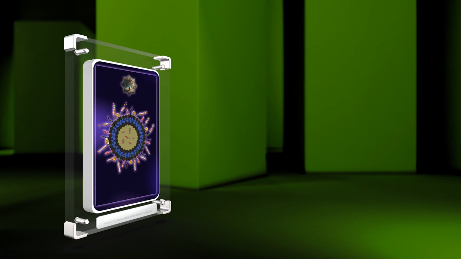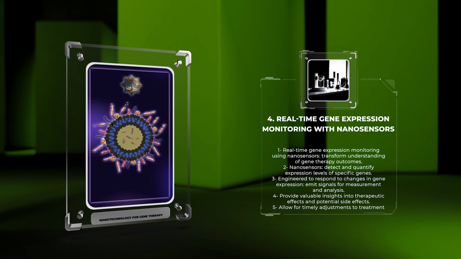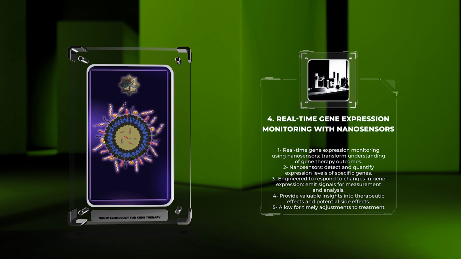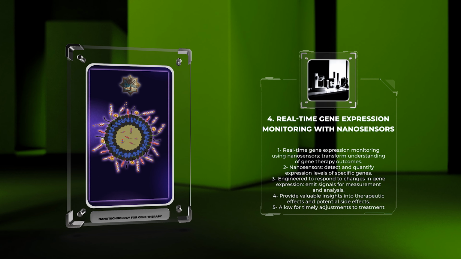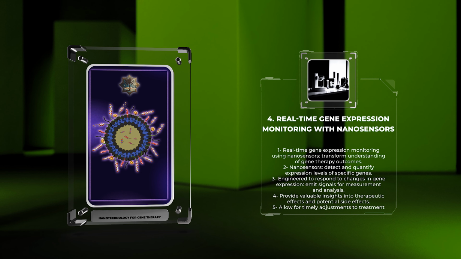Real-time gene expression monitoring using nanosensors has transformed the way we understand and evaluate gene therapy outcomes. These nanosensors are designed to detect and quantify the expression levels of specific genes within living cells or tissues. They can be engineered to respond to changes in gene expression by emitting signals that can be measured and analyzed.